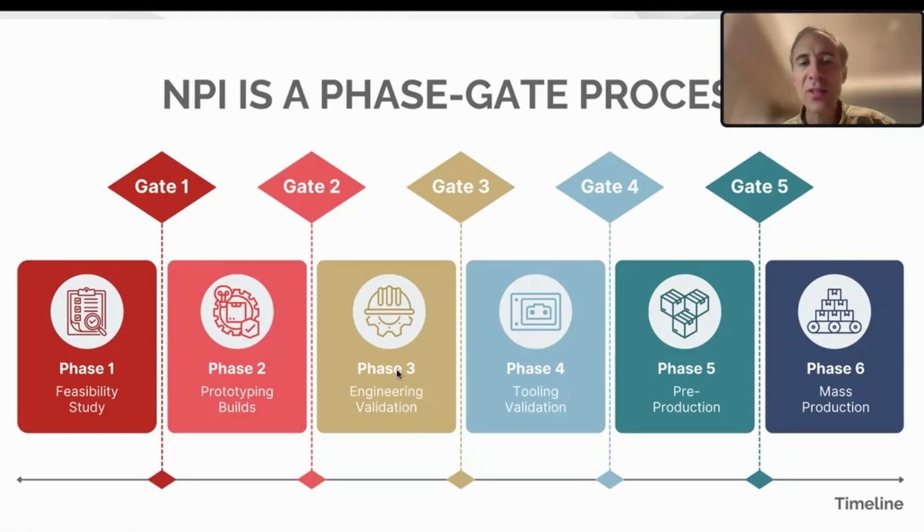This is our 6-phase process for bringing a new product from the beginning into mass production. The first 3 phases are about the new product design. This is what we're going to focus on in this video. And you can see there are gates, and there's a certain logic. These are not the same things, okay?